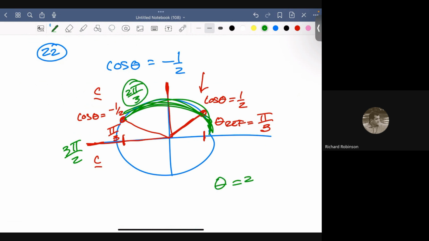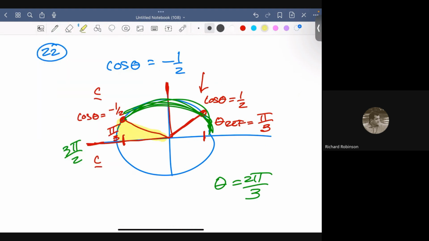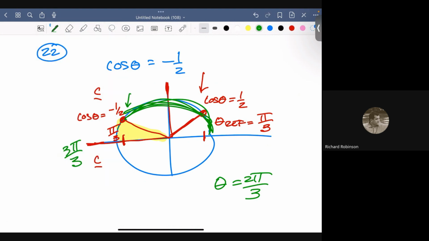So theta must equal 2 pi over 3, because the way we're going to think about it is that if this angle is pi over 3 and this is 3 pi over 3, because pi is just 3 pi over 3, then it must have been stopping short back here at 2 pi over 3. What do you think? Is that okay? Everybody see that reasoning? Yes? Cool.